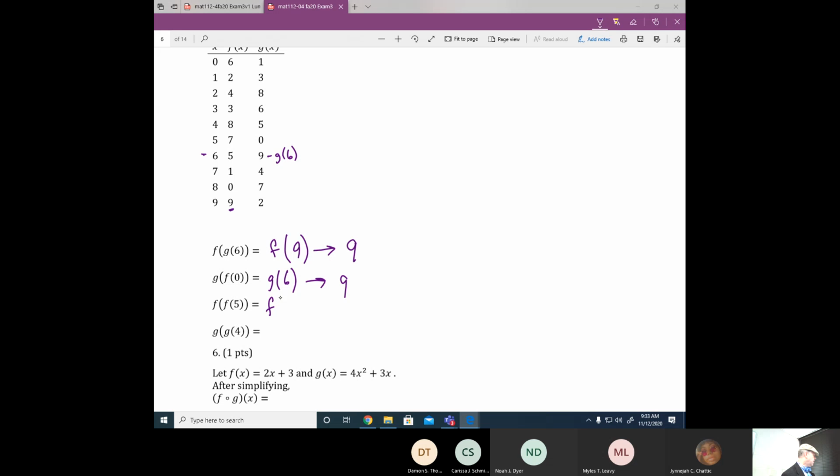F of f of 5, well, don't worry that I have two f's there. Just figure out what this is and feed it to whatever that is. So f of 5 is, and I have a 5, I get a 7. Now f of 7 becomes 1. G of 4 is, well, let's see here. G of 4 will be 4. There's my 5. Now, g of 5 becomes 0.